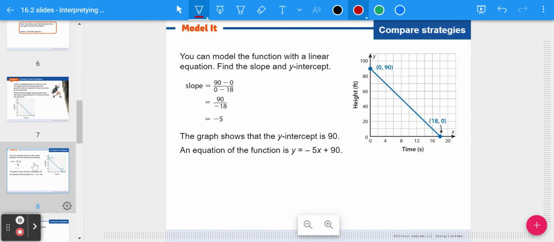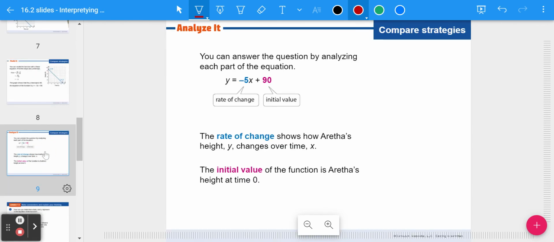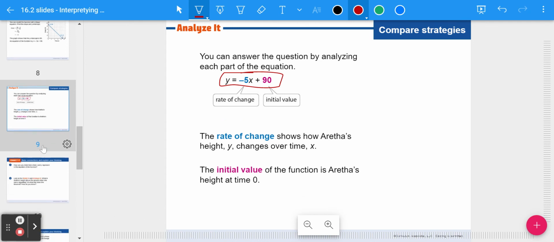So if you flip the page, there is some information here on how you could do that. The model in the book shows the y-intercept, and then takes 2 points that you know on the ends and finds the slope using the slope formula: y2 minus y1 over x2 minus x1. This one is easy enough to do rise over run though. Just remember the rate of change is the same as the slope, and the initial value is the same as the y-intercept, or wherever the height is at 0 time. And you can put those in to make this equation: y equals negative 5x plus 90.